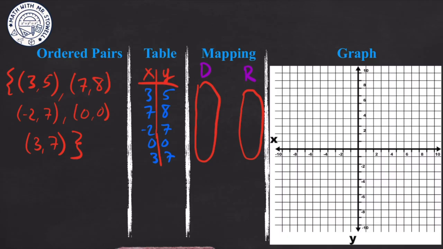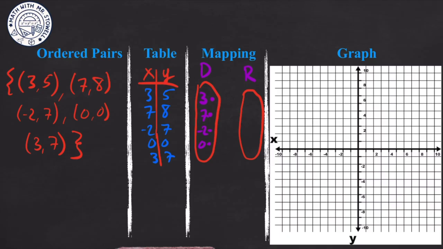Range is the y values. So what x values do we have? We have 3 as an x value. We have 7 as an x value. We have negative 2 as an x value. And we have 0 as an x value. We only write stuff down once. We don't have to write down 3 again. Yes, 3 appears in the ordered pairs of the relation twice, but we only have to write it down once whenever we are writing it as a mapping.